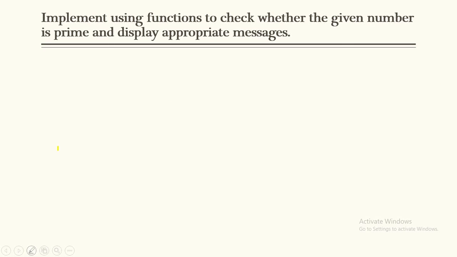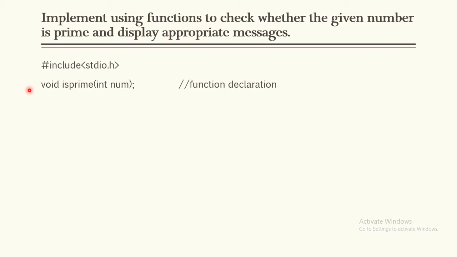Now the question asked is to implement this using functions. We have to write the program, and the major condition is to check whether the given number is prime or not and display an appropriate message. How can we proceed? First we should begin with the header file. And then we have to write a function. I will be writing here the function prototype, or what we refer to as a function declaration.